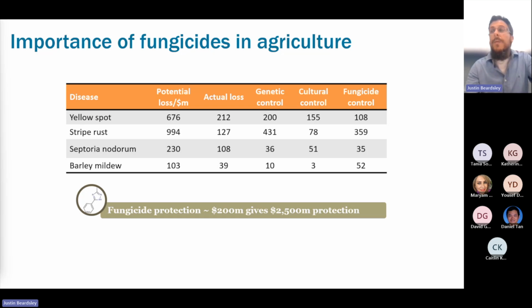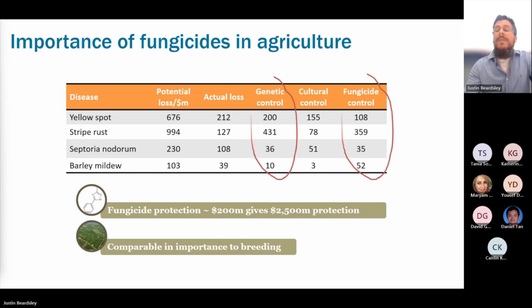And just another of these bigger figures, just to provide an idea of how important fungicides are for agriculture. In this table, I've got 4 diseases of wheat and barley. There we've got the potential loss; the actual losses are obviously lower because we've got some control methods in place. And then the share of those savings that is due to genetic control, cultural control, or fungicide control. So fungicide use is actually comparable to genetic control, to the breeding of resistant varieties, which is very important.